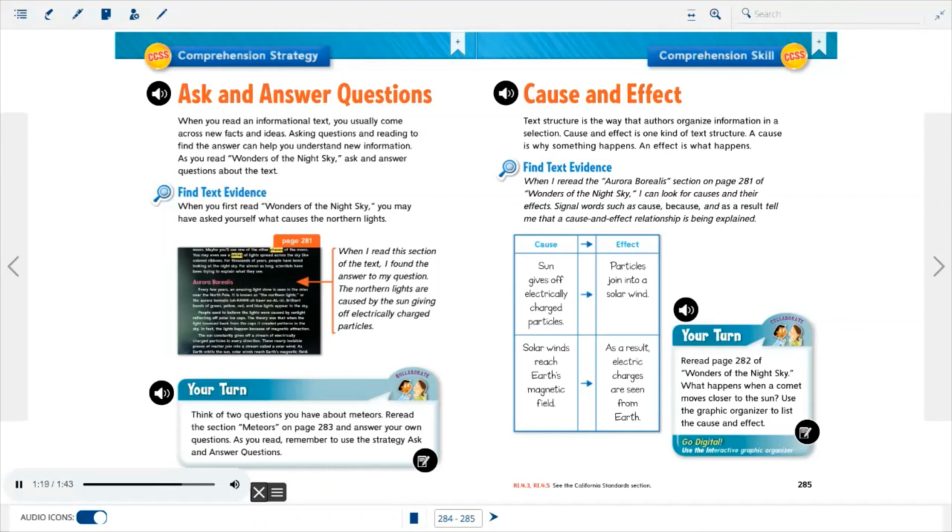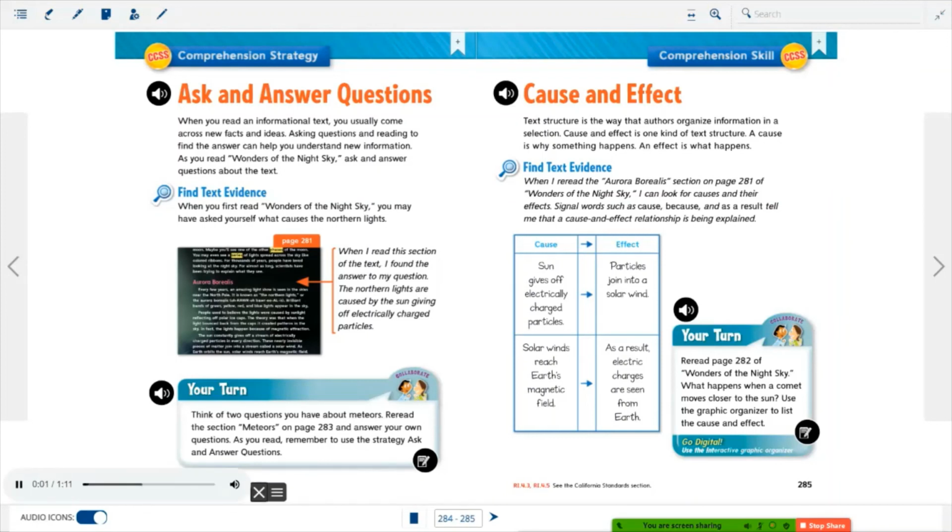The sun constantly gives off a stream of electrically charged particles in every direction. These nearly invisible pieces of matter join into a stream called a solar wind. When I read this section of the text, I found the answer to my question. The northern lights are caused by the sun giving off electrically charged particles.